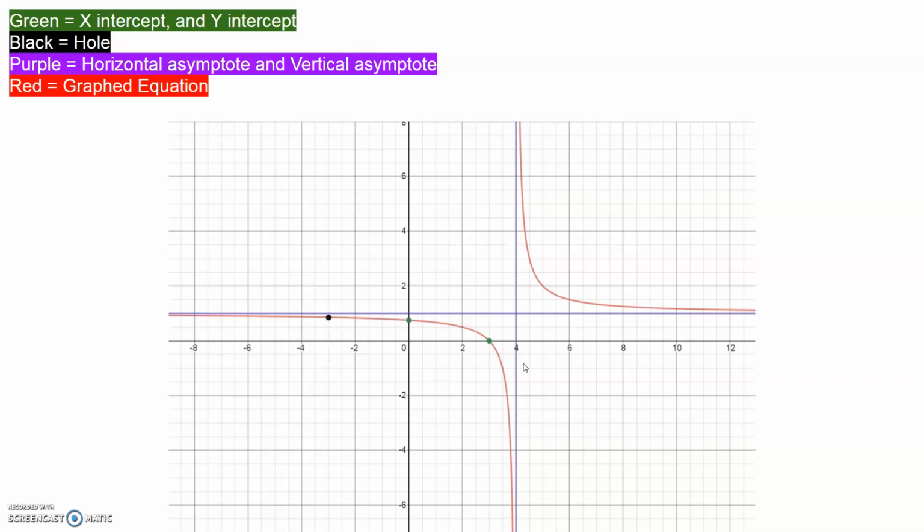The purple lines that come across here are the vertical and horizontal asymptotes. So this is the vertical one, that's the horizontal one.